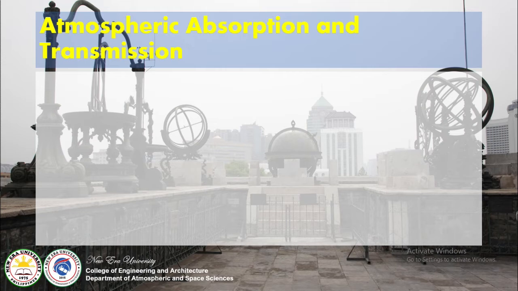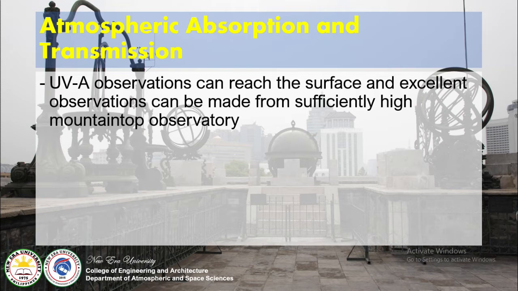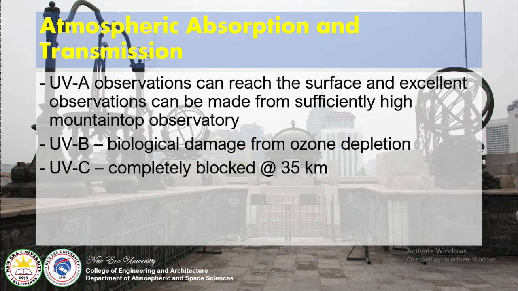Now, we can also observe some of the ultraviolet range. So the UVA, which is from 400 nanometers to 320 nanometers, UVA observations can reach the surface, and excellent observations can be made from a sufficiently high mountaintop observatory. So why is it necessary to do observations from a sufficiently high mountaintop observatory? Because the atmosphere is getting thinner as we go up, no? So therefore the atmospheric opacity decreases as we go up through the atmosphere.